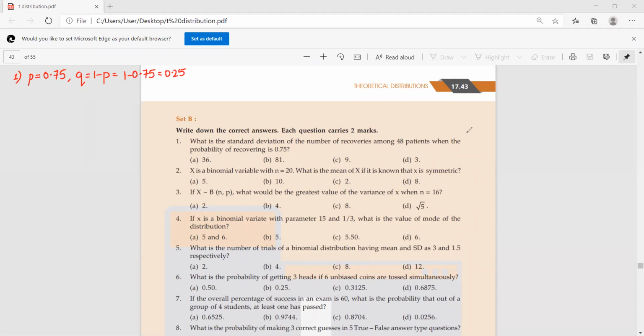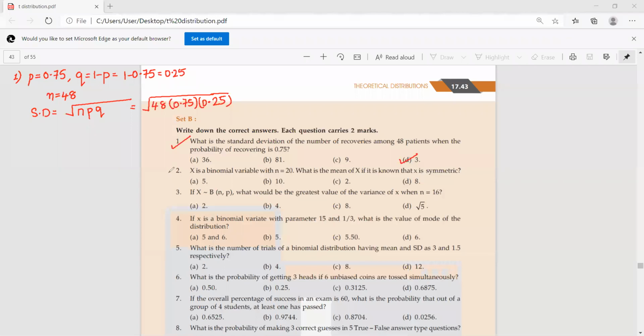Correct. Patients are how much? 48 patients. So n will be equal to 48. Standard deviation बोला है. Standard deviation will be square root of n into p into q. So that will be square root of 48 into 0.75 into 0.25. Correct. So that turns out to be how much? 3. Anybody having any doubts in the first question?